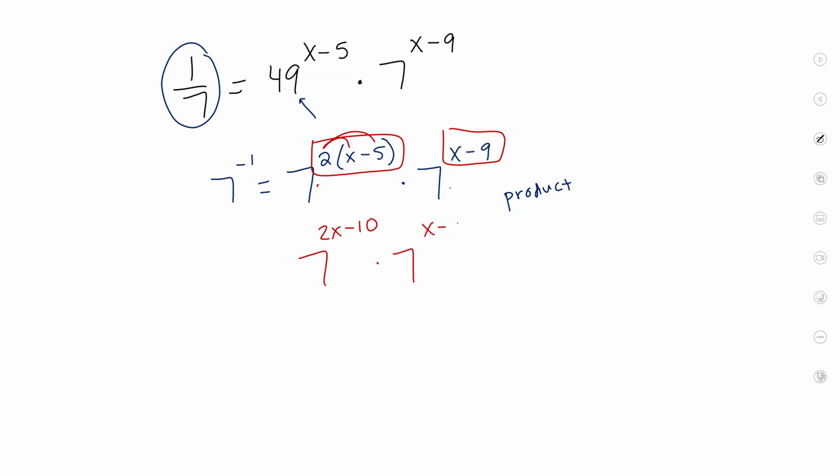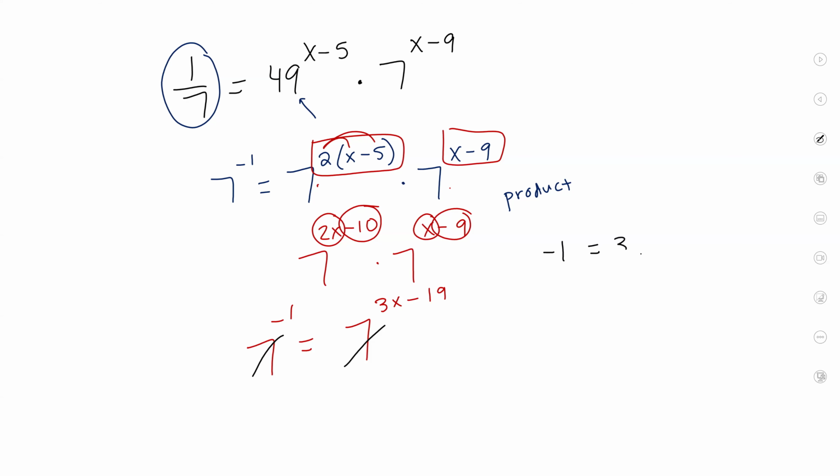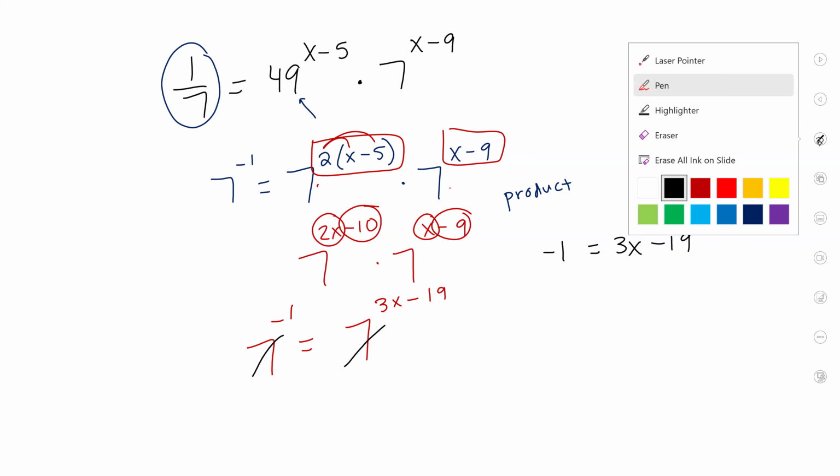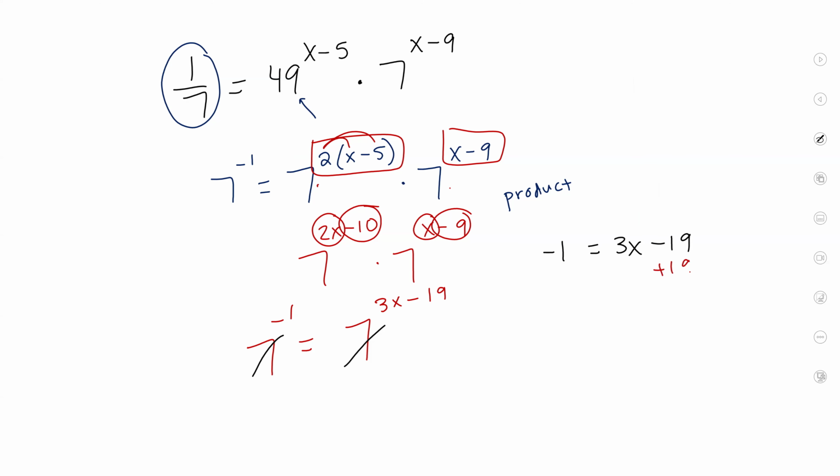And this is x minus 9. I have to add them. What is 2x plus another x? 3x. What's negative 10 plus a negative 9? Negative 19. Equals 7 to the negative 1. Okay, now my bases match on both sides. So I just set my exponents equal to each other. And you solve. So I'm going to add 19 to both sides. I get 18 equals 3x. Divide by 3. X is 6.